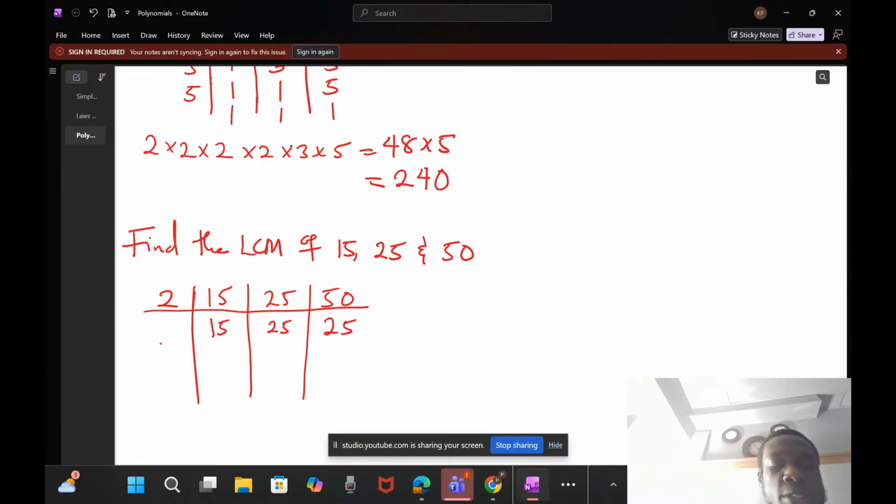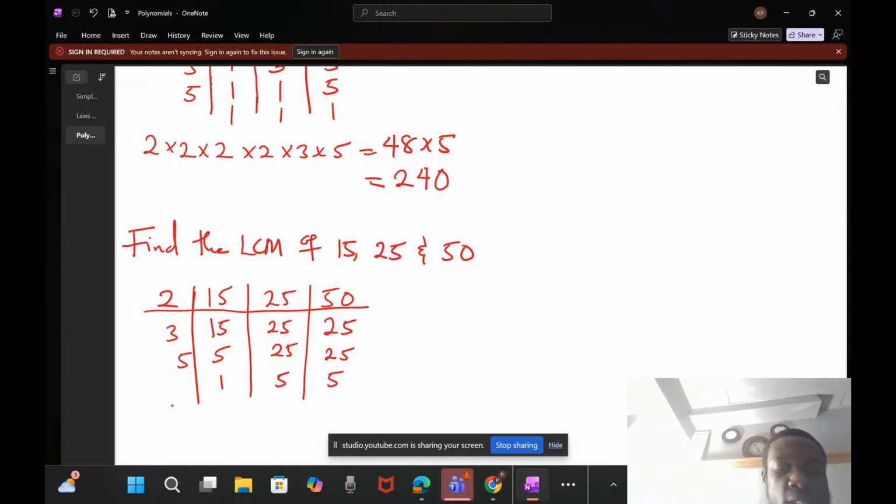So now let's start with 3. 3 can divide 15, but 3 will not divide 25. So 15 divided by 3 will give us 5. We have 25. We have 25. Okay, so now let's divide with 5. 5 divided by 5 is 1. 25 divided by 5 is 5. 25 divided by 5 is 5.